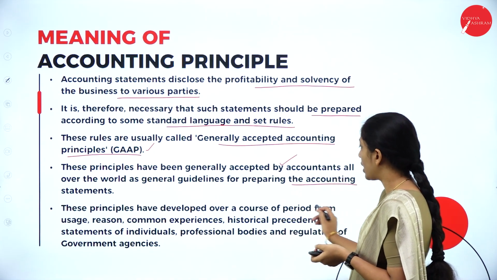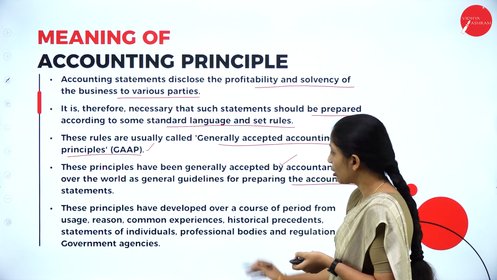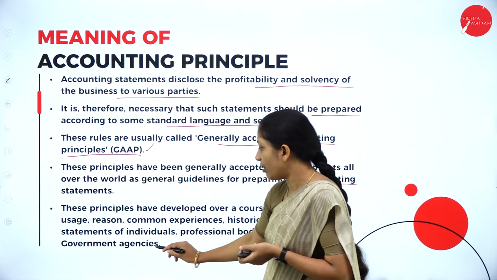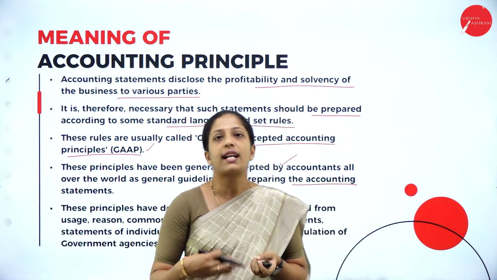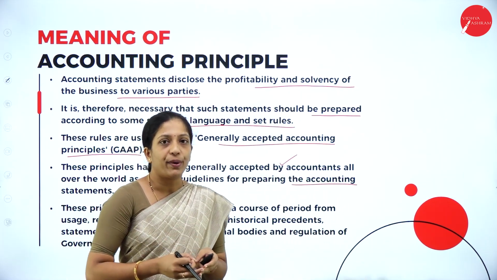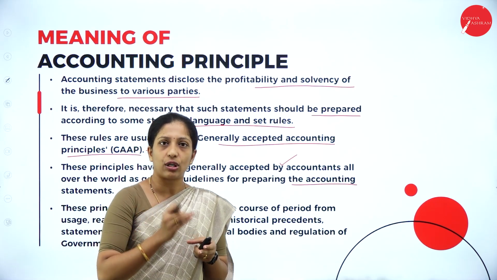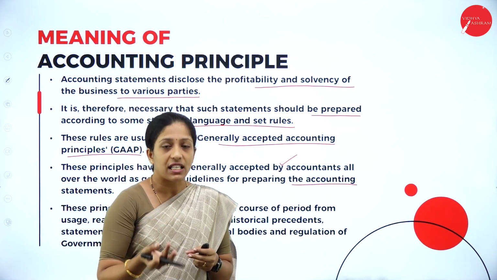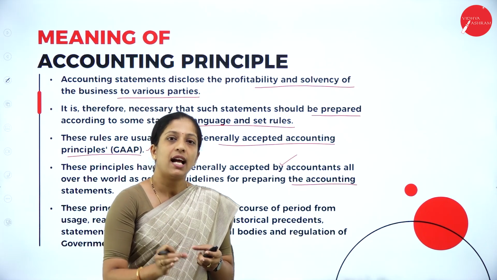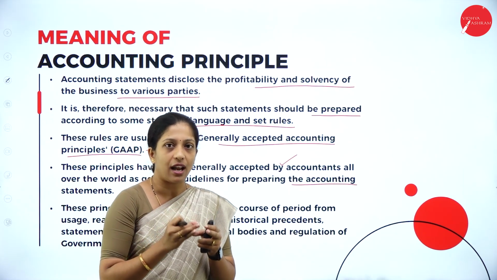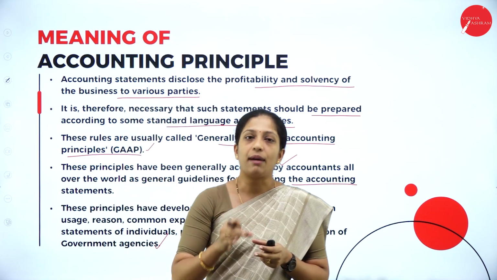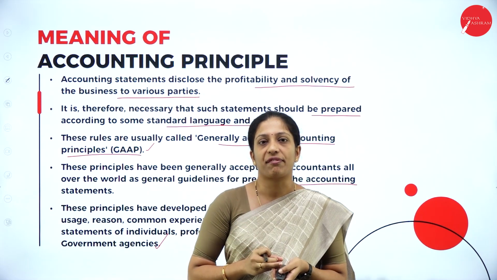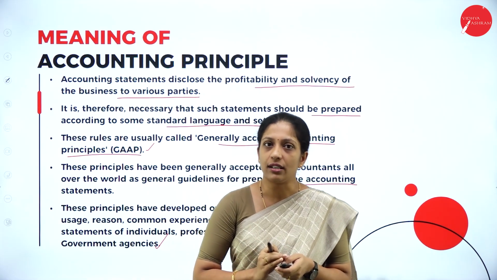These principles have developed over a period of time from usage, reason, common experience, historical statements of individuals, professional bodies and regulations of government agencies. It was not an easy task to maintain a proper standard of accounting principles. It is the effort of accountants and other accounting institutions who struggled a lot, experimented with those accounting principles and came to a proper conclusion. Everybody came together to maintain that standard in the books of account by following certain rules and regulations.